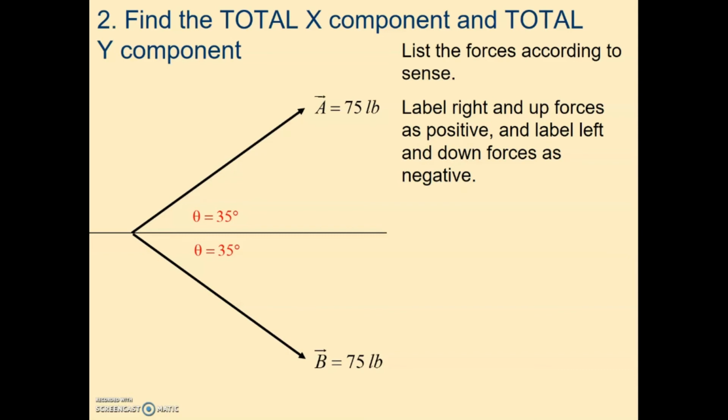We need to take those components and figure out what is the overall x direction and the overall y direction. So how we're going to do that is we are going to list those forces. We're going to organize them based on their direction and sense. And when I'm adding these together, anything that is going to the right and up, I'm going to consider a positive number. Anything that is going left and down, I'm going to show as a negative number. So let me show you what I mean by that.